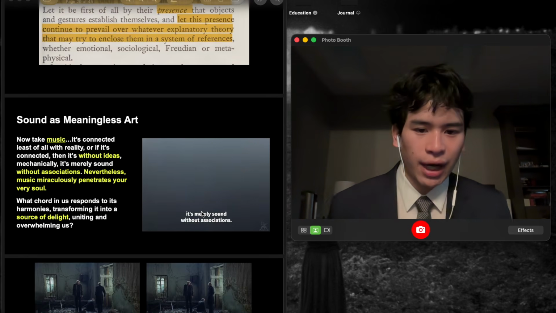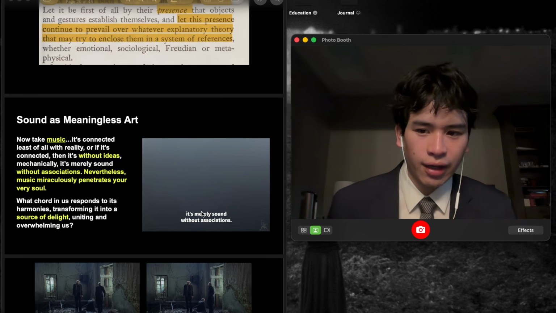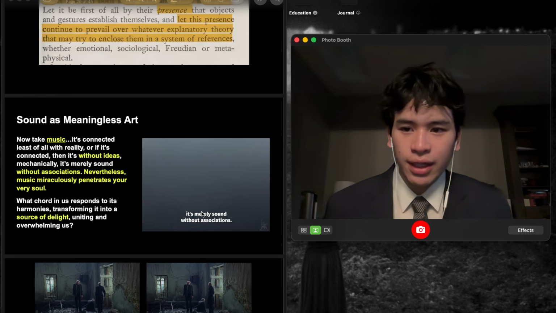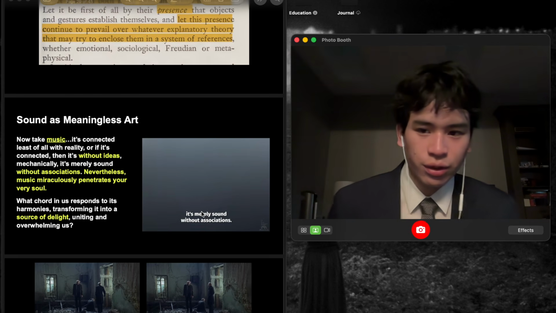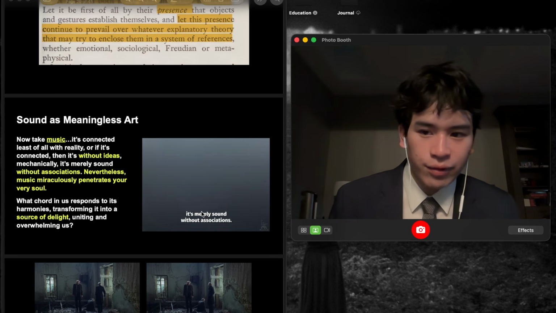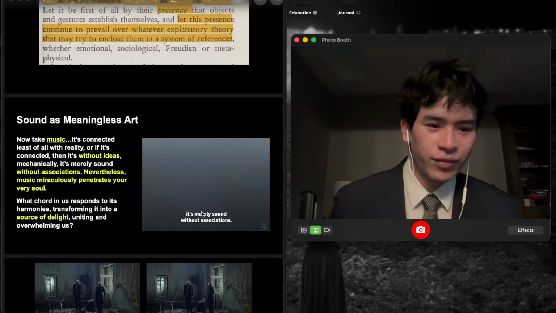Now, for a lot of people, I think, rightfully so, it can be very hard to imagine art that doesn't have meaning, right? Because in school, we're taught that art has meaning for us to interpret. In Stalker, there is a character who goes on a monologue about music. And he says music is without ideas and without association. But nevertheless, it is able to miraculously penetrate your soul and bring you a source of delight. Now, that's pretty contentious.